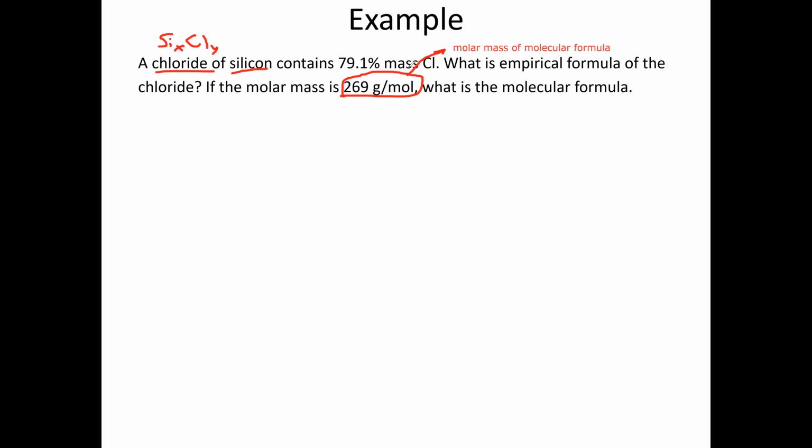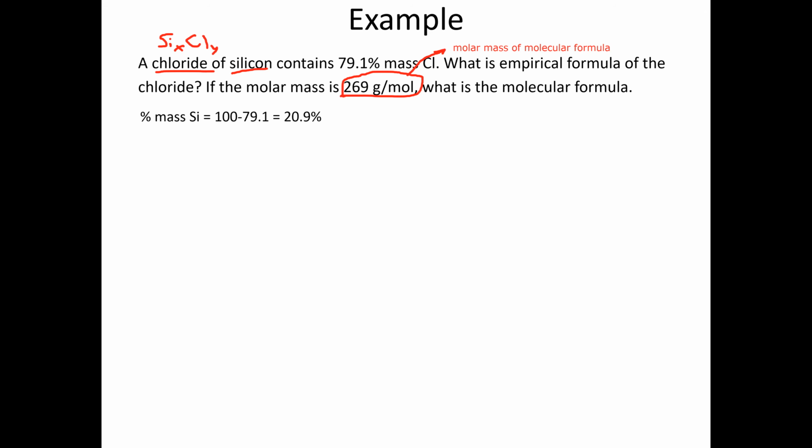Now we know the mass percent of chloride is 79.1%, and there are only two elements in this compound, silicon and chloride. So what we need to do is determine the mass percent of silicon. We can just subtract from 100 and we get the mass percent of silicon.